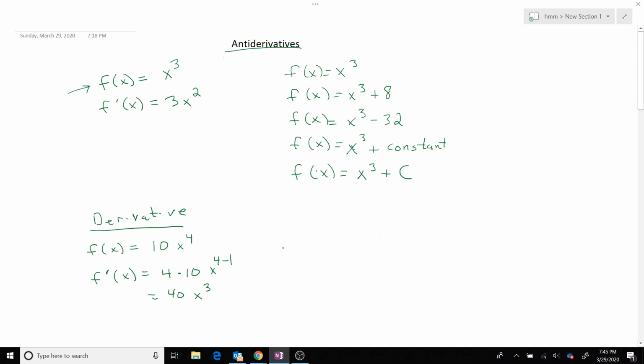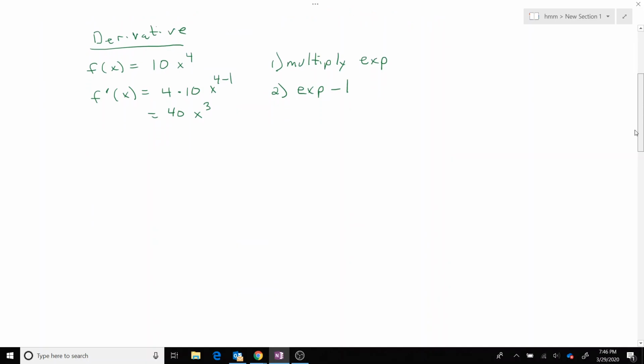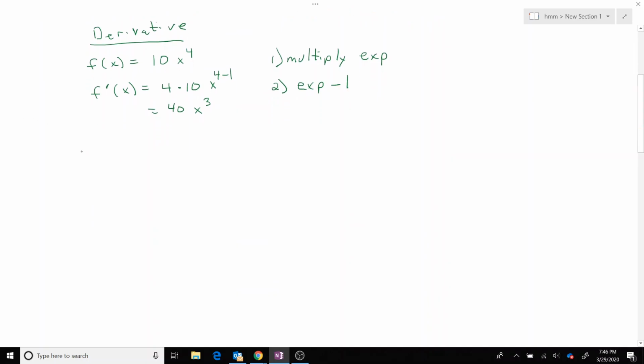And so what you actually did is you multiplied by the exponent. That's step 1. And then step 2 is you took the exponent and you subtracted 1 from it, right? So we took the 4 right here and we brought it out front, and then we subtracted 1 from the exponent. That's the process we take when we take a derivative. So if I'm going to do the antiderivative, I'm going to do a very similar process, but I'm going to do it in the opposite direction.